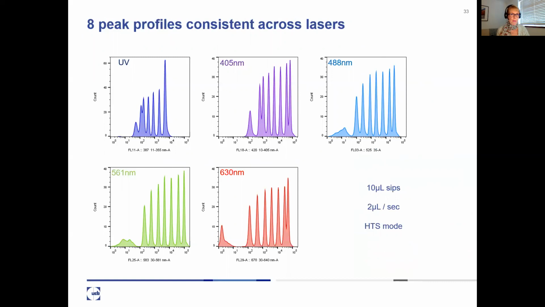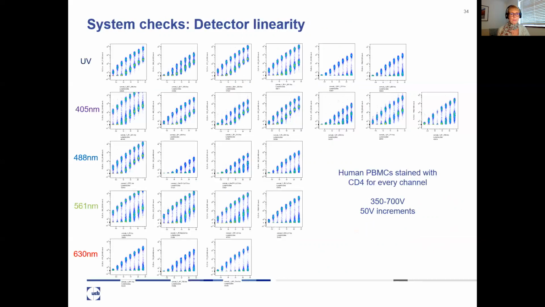And I just wanted to finish off by showing the 8 peak profiles across the lasers. So this was 10 microliter sips at 2 microliters per second, which again is quite fast. And for flow cytometrists out in the audience, you would appreciate that these profiles look good. We've got good sensitivity and good alignment. And that's something that I've been very happy with in this system.